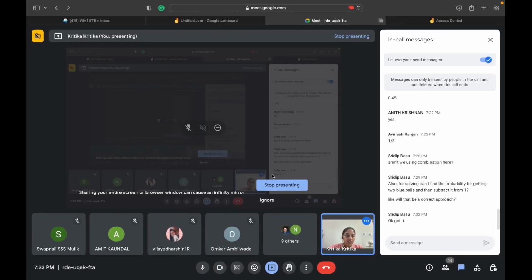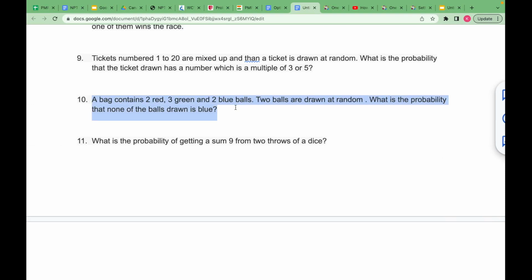So in this question, as Sridip asked, he has a genuine doubt that for solving the above question, we can also approach it by finding the probability of getting two blue balls simultaneously and then subtracting it from one. But this is not how probability theory works, because here we are talking about two simultaneous events. Whenever there is a question, you need to follow the language. The question asks: what is the probability that none of the balls drawn is blue.